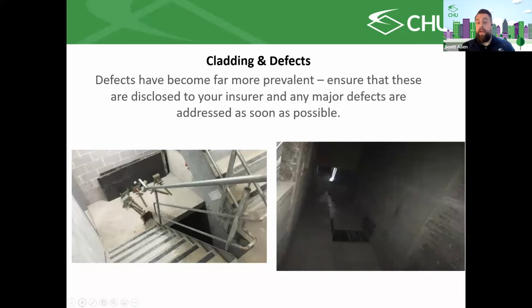Before this, there was nothing there. You could run down those stairs, go around that corner, and then be met with an 8-story drop, which is never fun for anyone. So defects are becoming much, much more common. They aren't the end of the world.